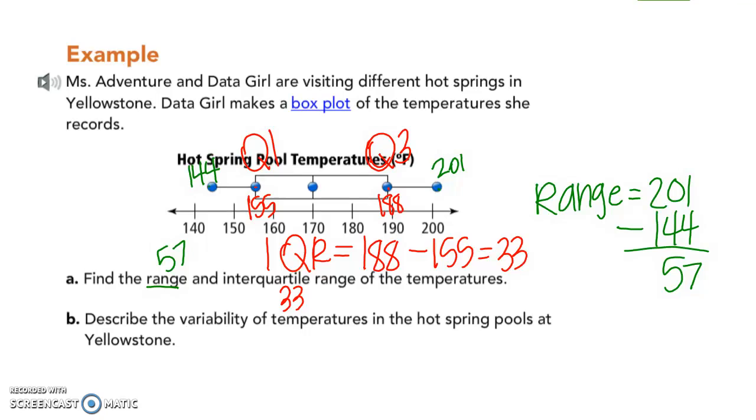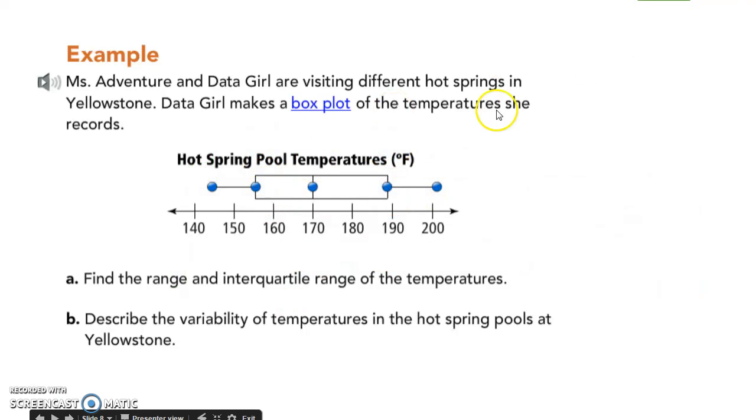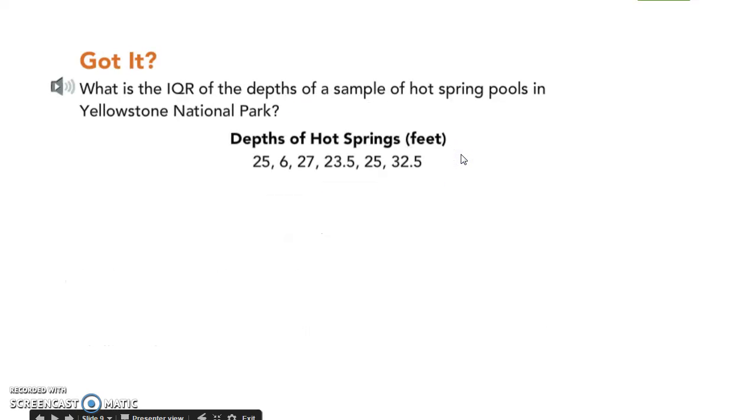And then it says describe the variability. So you would look at how spread out the numbers are for the temperatures at this hot spring. Since the lowest number is 144 and the highest is 201, that is a range of 57 degrees. That is a pretty high range. Thinking about a pool changing temperature, 57 degrees, getting either warmer or cooler, that is a pretty big range. Okay.